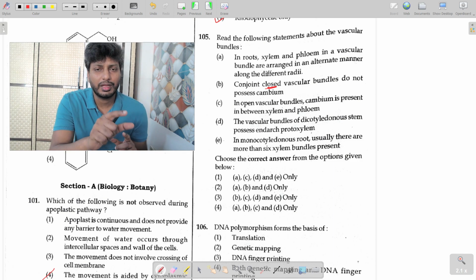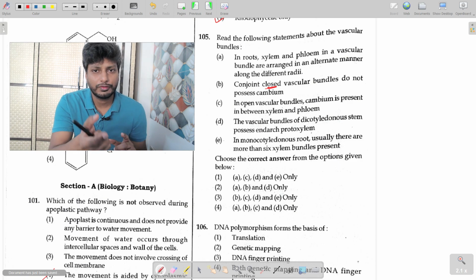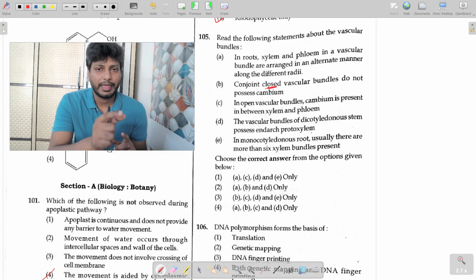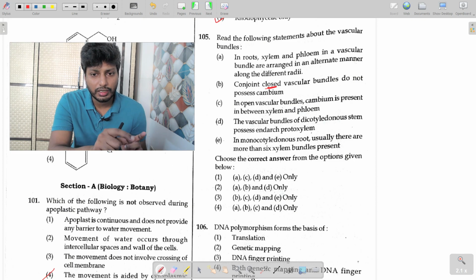That means the phloem and the xylem are present as a single bundle, and depending on whether cambium tissue is present between them or not, they are of two types. One is closed conjoined bundle, another is open conjoined bundle. If it is closed conjoined bundle, then cambium is absent. If it is open conjoined, then cambium is present. Closed conjoined, cambium is absent. So here what they are saying is conjoined closed vascular bundles do not possess cambium, right? Because they are talking about the closed conjoined bundles.